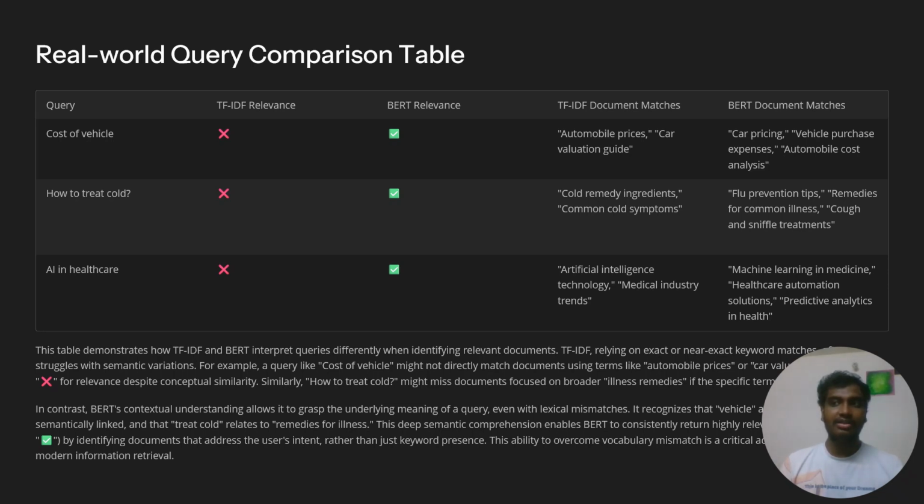Or try the sentence cost of vehicle. TF-IDF misses the car evaluation guide, and BERT instantly connects car equals vehicle and cost equals price. And that's why today's search engines feel so intelligent. They understand our intent, what we actually mean.